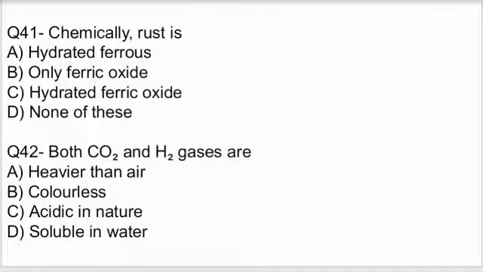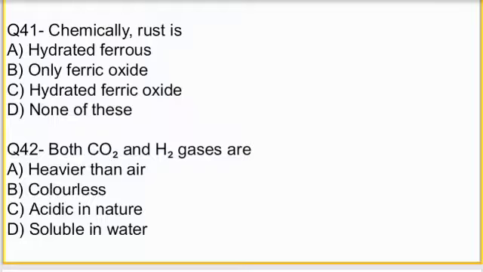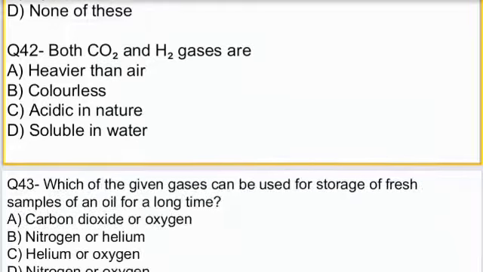Question number 41. Chemically rust is. Options are hydrated ferrous, only ferric oxide, hydrated ferric oxide, none of this. The correct option is none of this. Next question. Both CO2 and H2 gases are, the options are heavier than air, colorless, acidic in nature, soluble in water. The correct option is B, colorless.